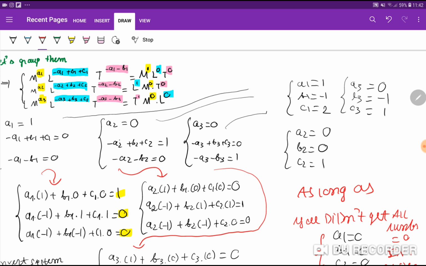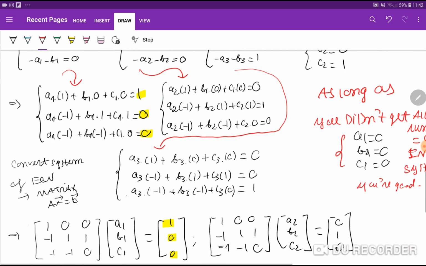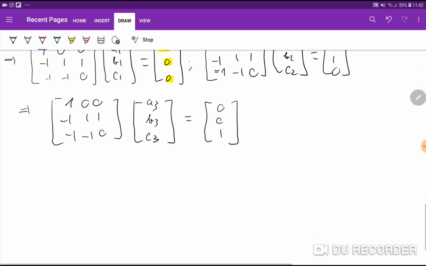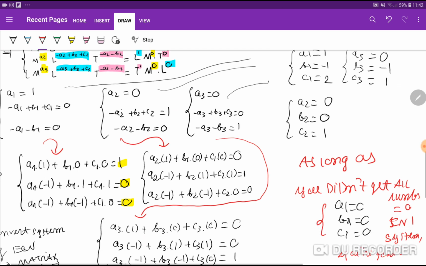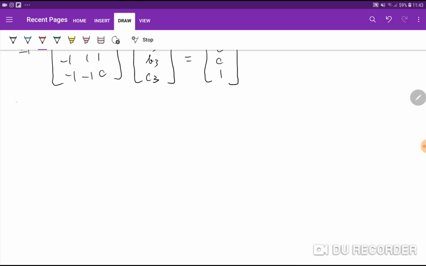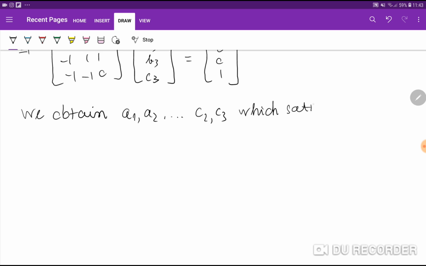So basically, you can find all these numbers. I'll leave the matrix here. I'll explain why we need it later. So let's proceed with the answer we have. So good news is we obtain the numbers A1, A2, C2, C3, which satisfy the criteria for recovery.